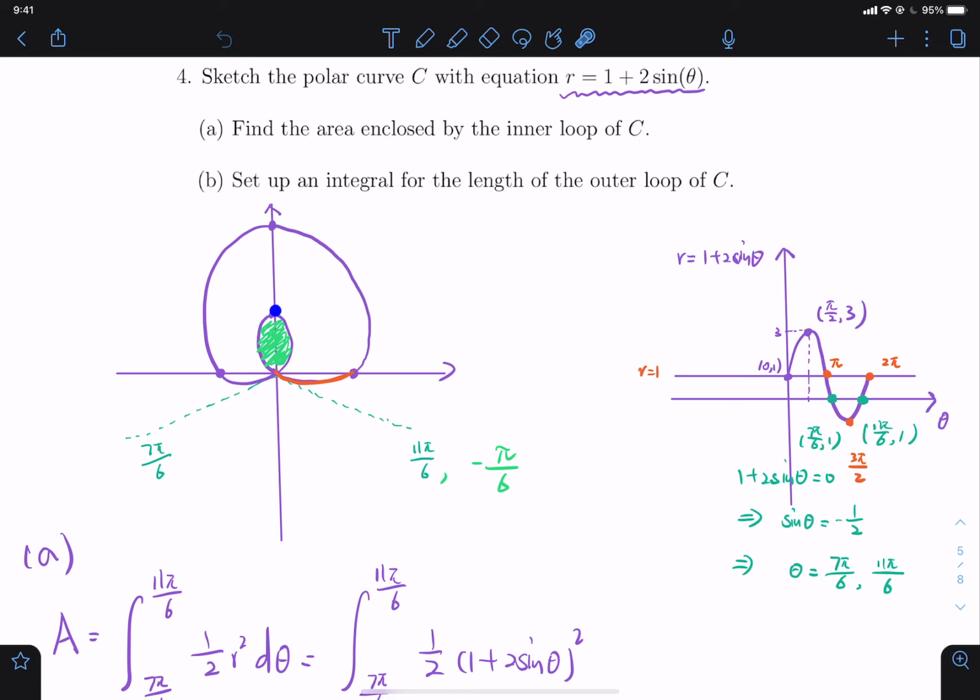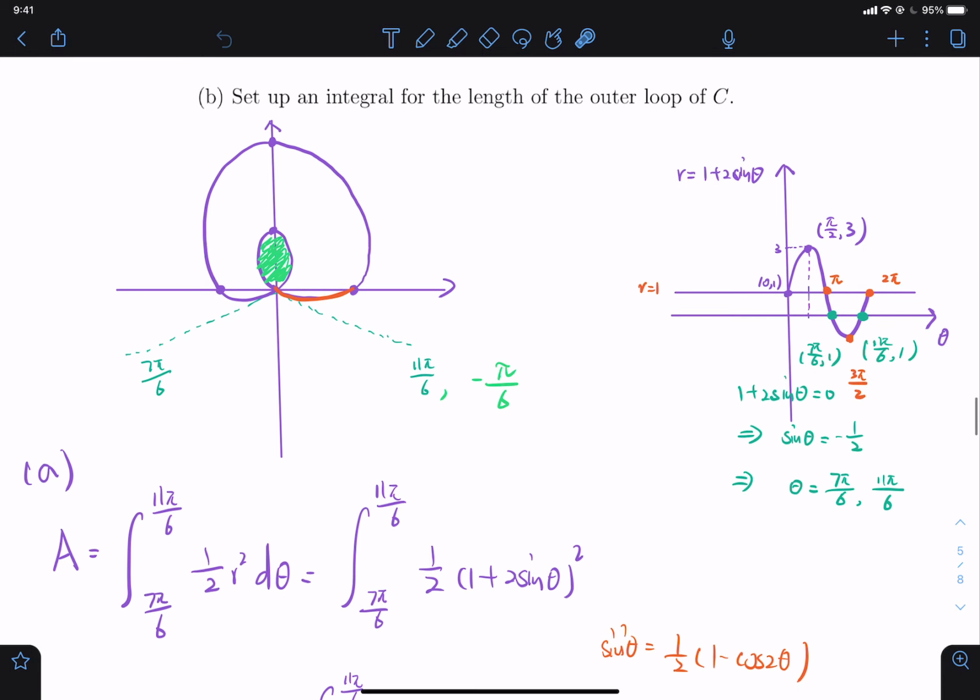And then you do the inner loop. You end it at 11 pi over 6. So this is your lower bound, and this is your upper bound. Okay, so we set up the definite integral with a lower bound 7 pi over 6 and upper bound 11 pi over 6.